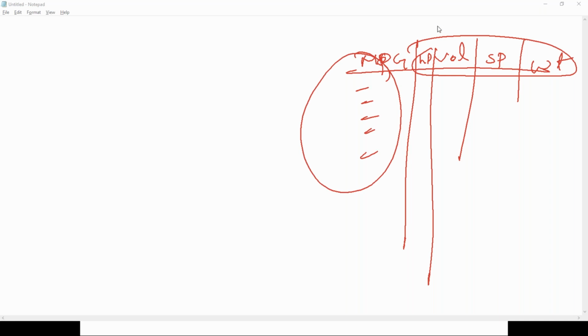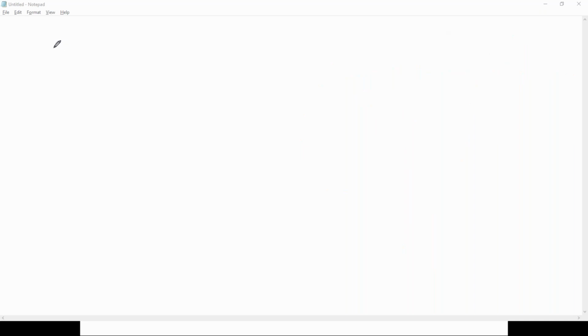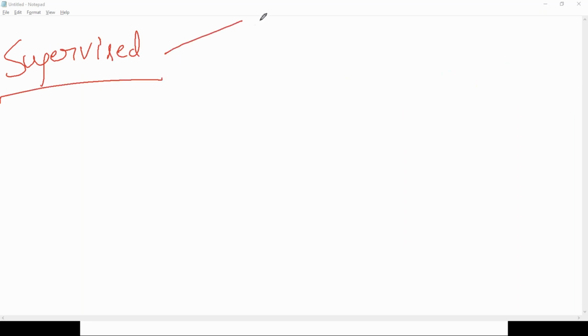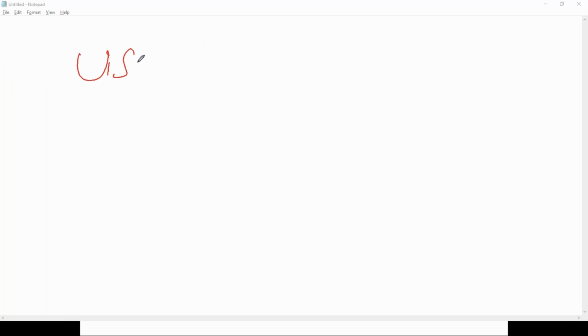Based on all these input variables. So when it comes to supervised learning, your output will be known prior. Based on that, you're going to say that it is supervised learning. So when it comes to unsupervised learning, your output will not be known.